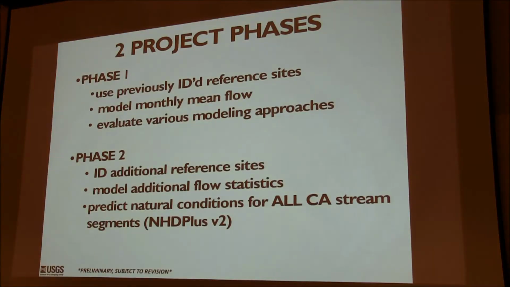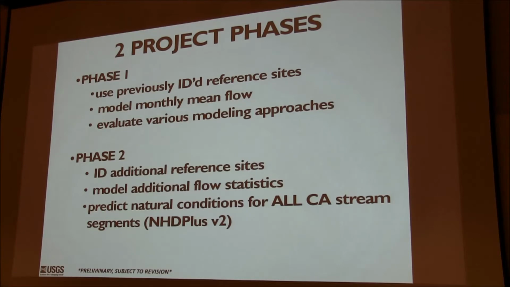So I'm going to take a step back here and give you a little bit of history or chronology of this project. It went in two phases or iterations. The first phase used previously identified reference basins that mainly came from a lot of James Falcone's work, who developed the gauges database, which is available now and has been available for a while. That effort mainly focused on mean monthly flow, and they also wanted to evaluate different modeling methods to see which one was the best performing, if you will.